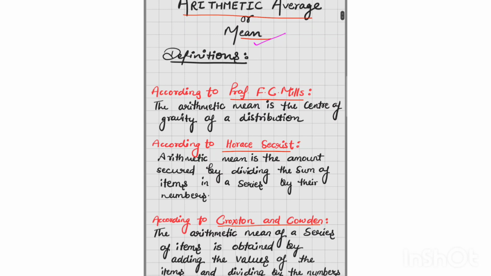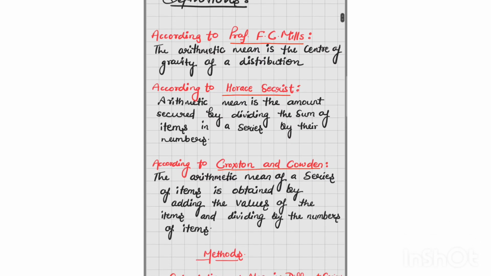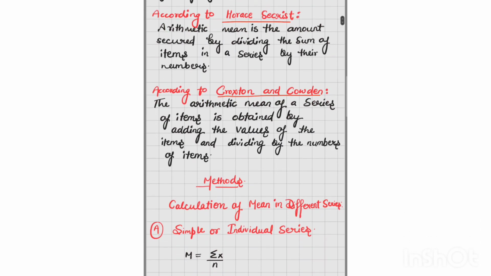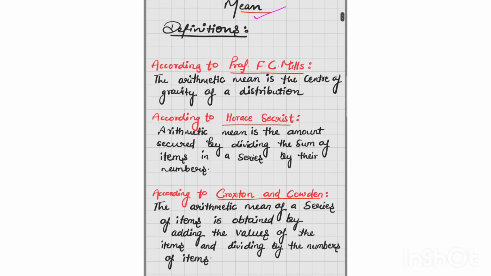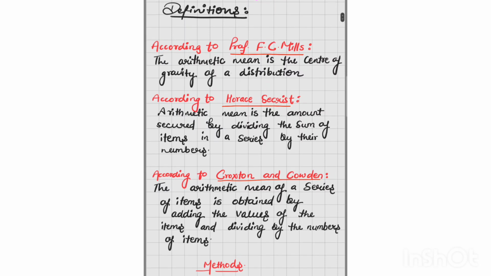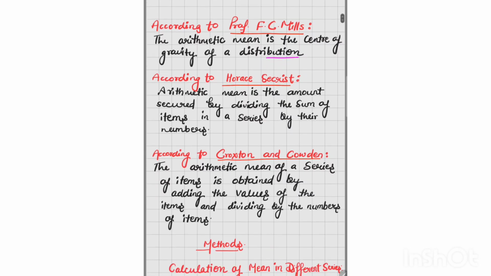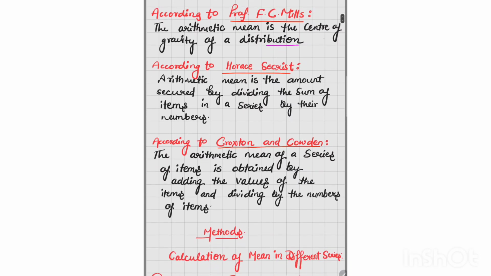Sometimes you have the option of studying a theoretical portion about these particular things, though it mainly revolves around attempting questions and doing those mathematical equations depending on a formula. So these are some of the definitions of mean. According to Professor F.C. Mills, the arithmetic mean is the center of gravity of a distribution. That is, from where it gets attracted from the entire distribution.